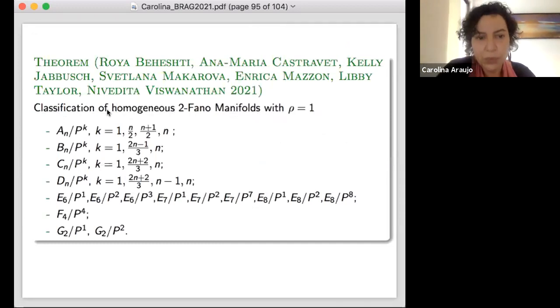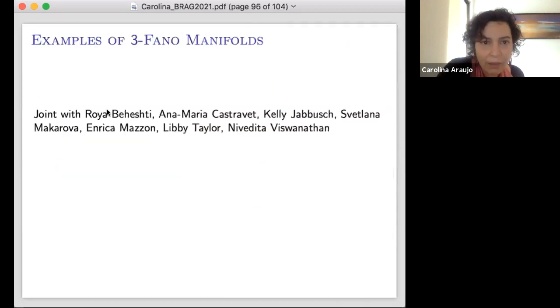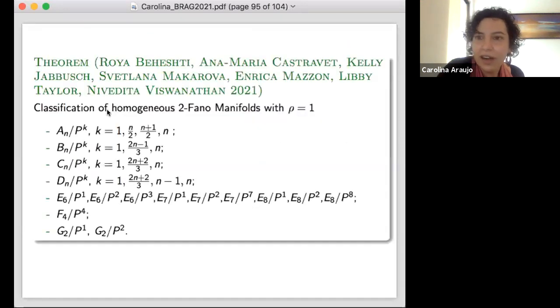And similarly, we get a classification. So this is the general classification of all the homogeneous true Fano manifolds. And now if you check which ones are 3 Fano, the only ones that are 3 Fano are the quadratic hypersurface and Pn.